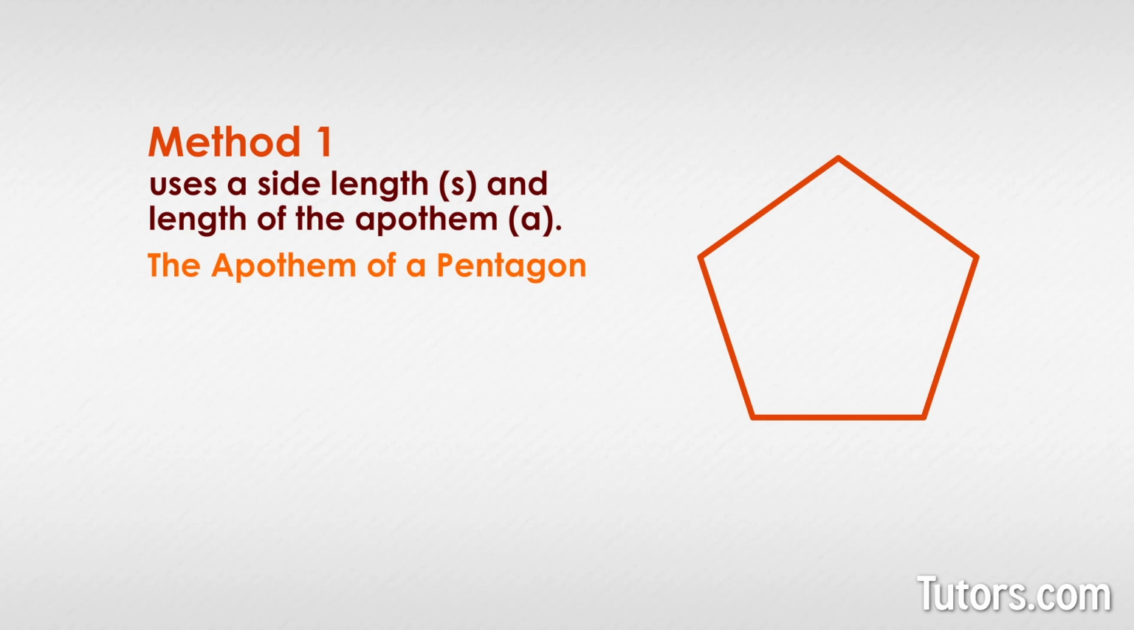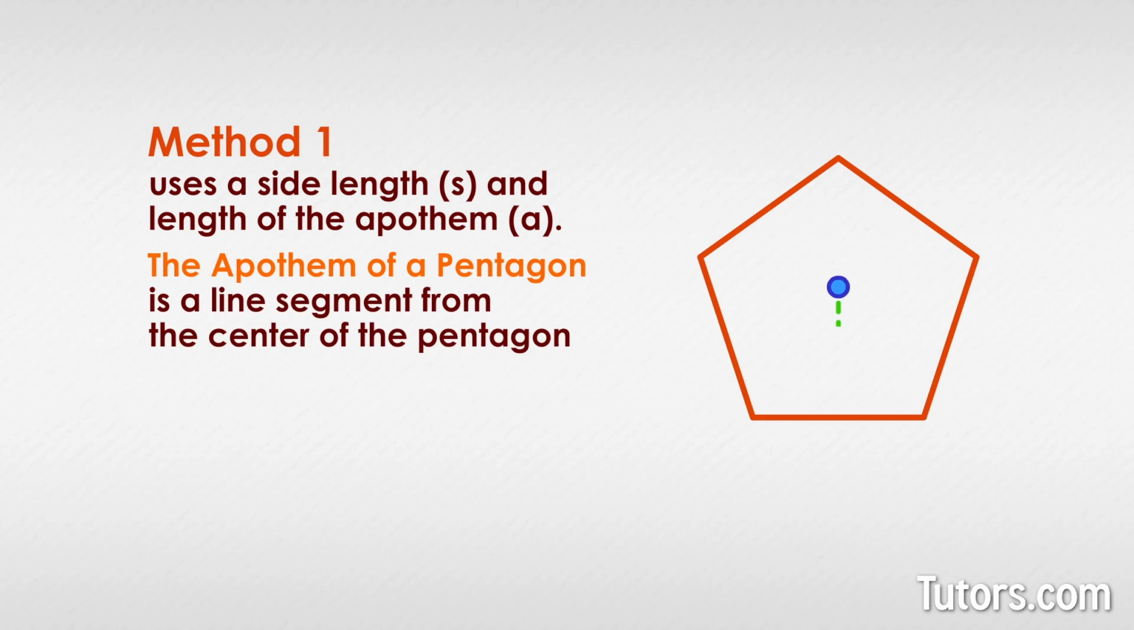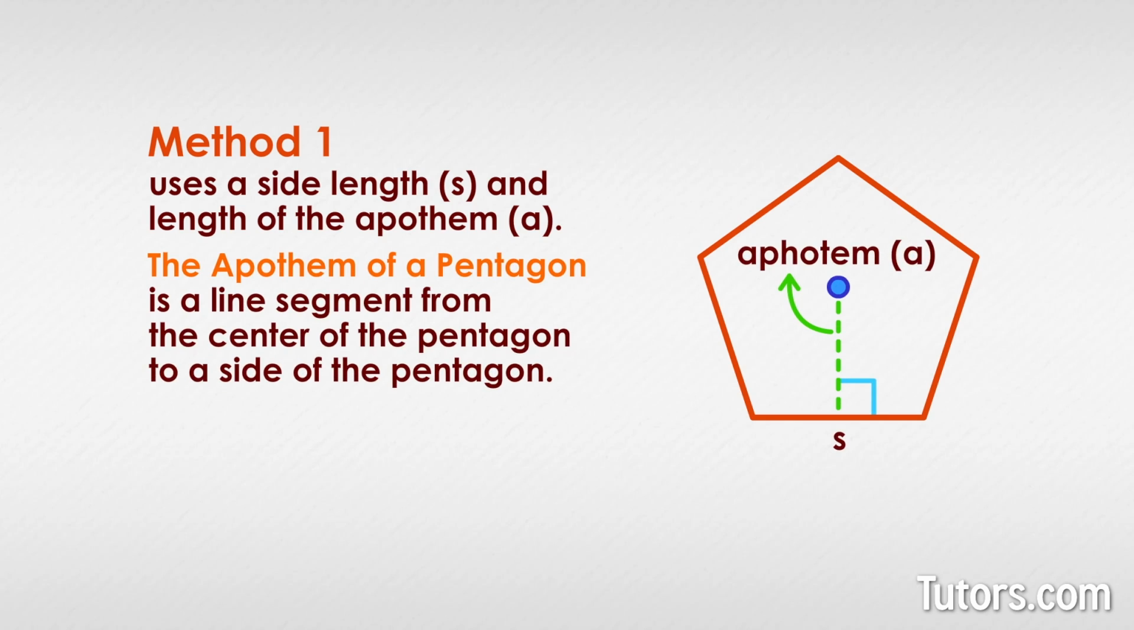The apothem of a pentagon is a line segment from the center of the pentagon to a side of the pentagon. The apothem is perpendicular to the side. For a polygon of n sides, there are n apothems.